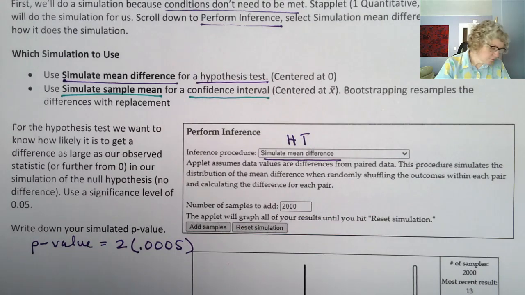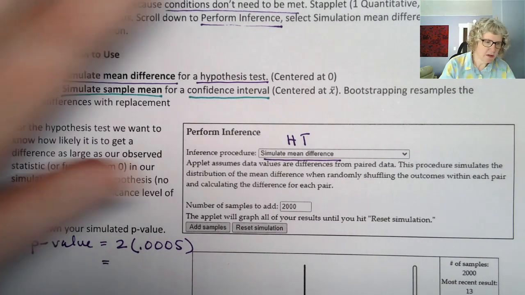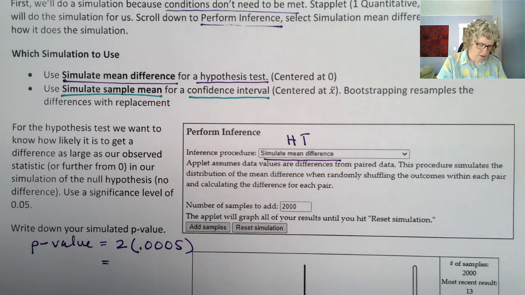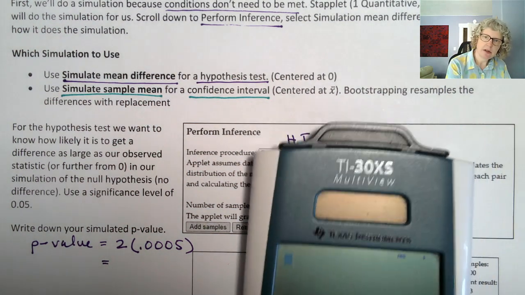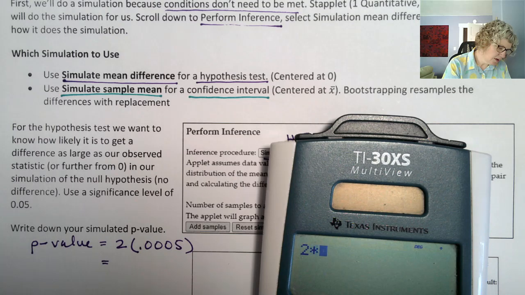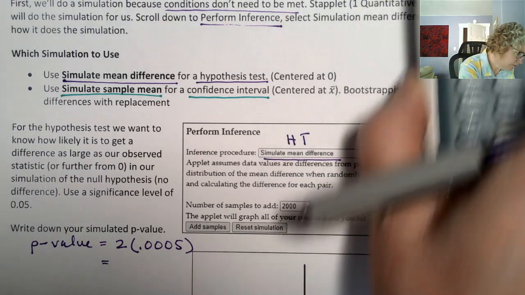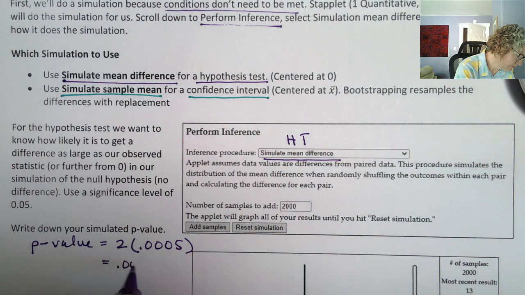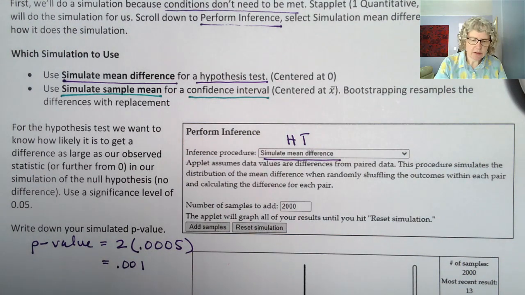Okay, equals, I got my calculator here, I think it's just going to be a 1 in the 3rd place. Let's just double check that. Yeah, 0.001. Okay, and remember this is a simulation, so this will vary.